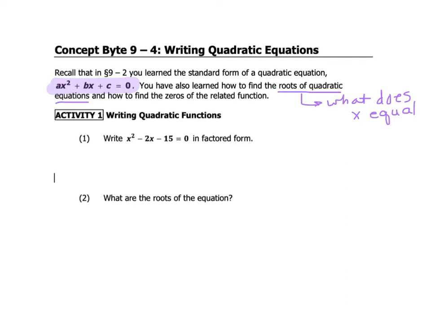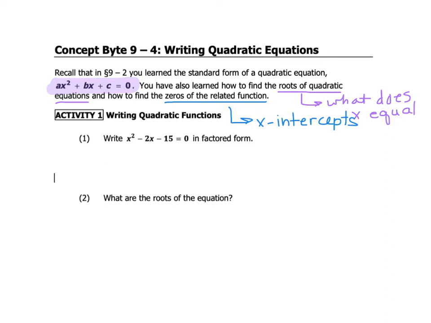We also talked about how to find the zeros of a related function. If we had a function in the form y equals ax squared plus bx plus c, we were going to find the zeros. The zeros of the function are actually the points where the graph crosses the x-axis, so these are our x-intercepts. What I'm going to show you today is, first of all, how we can write a quadratic function if we know the x-intercepts, but also to prove to you that the roots of a quadratic equation and the zeros of the related function are in fact the same thing.